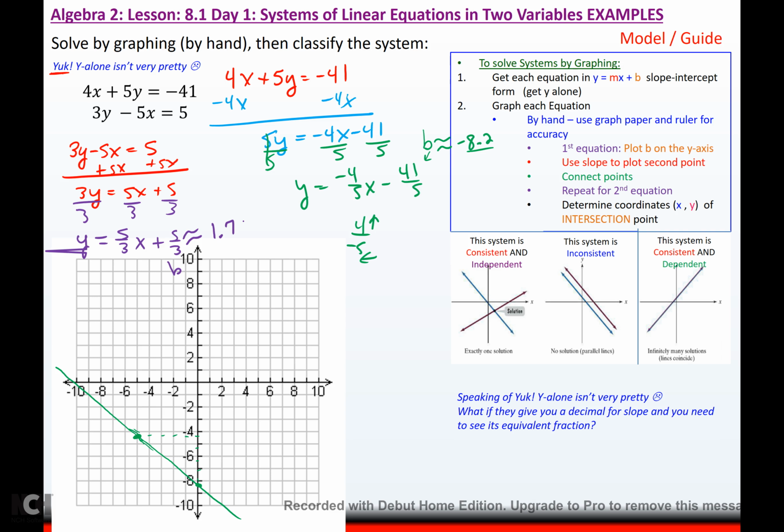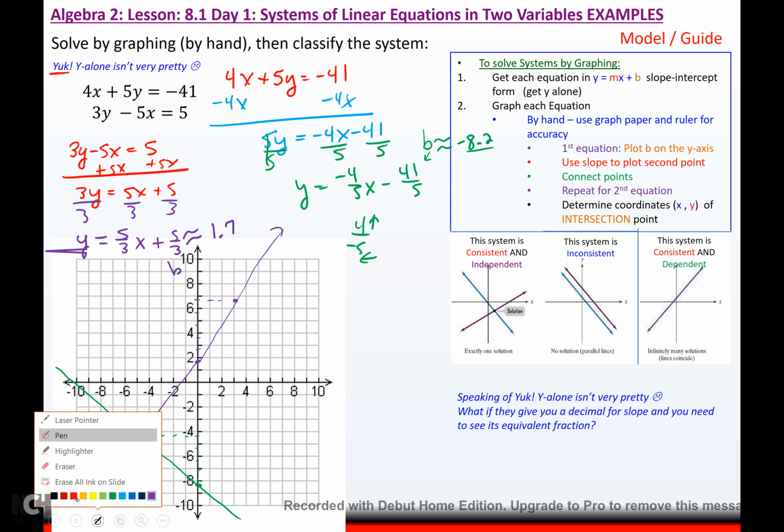Okay, so if I start at 1.7, which is about right, no, that's 0.7. Hold on just a second, let me check my signs. Plus 5x, plus 5x. That's positive. Okay. So 1.7 would be about right there. All right, and then I'm going to go up 5. 1, 2, 3, 4, 5, and over 3, which is about right there. And if I connect those, all right, it's about right there.